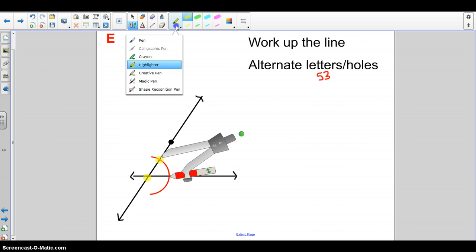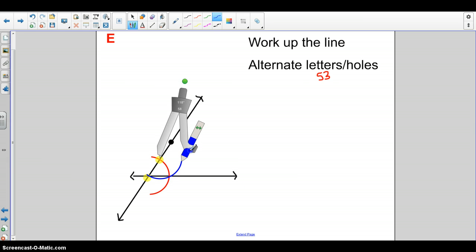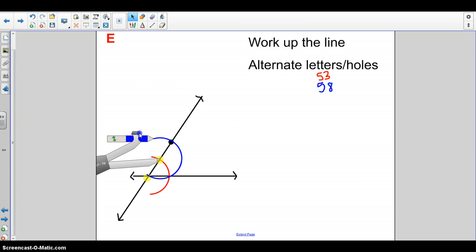I'm going to switch colors just so you can see. I'm going to make a little C shape, and I'm going to make note of what I used. Okay, and I'm just going to make that C a little bit bigger, actually.